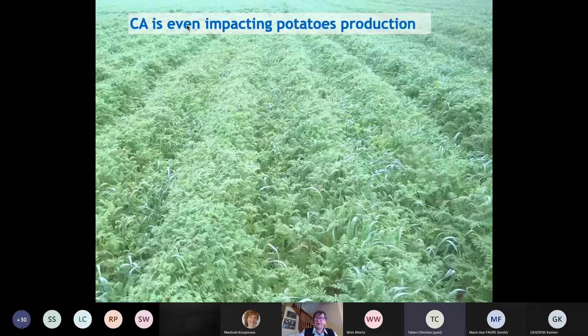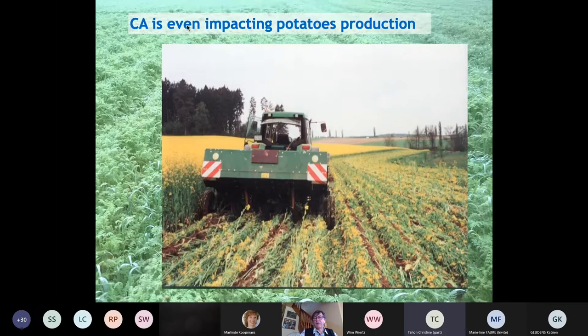Cover crops also have an impact on potato production. The ridge has been done in the fall, in the autumn, and the cover crop has been planted in that, which means that in the future you will probably be able to plant potatoes in a green cover crop. That will change a lot of things. So this is starting to move.